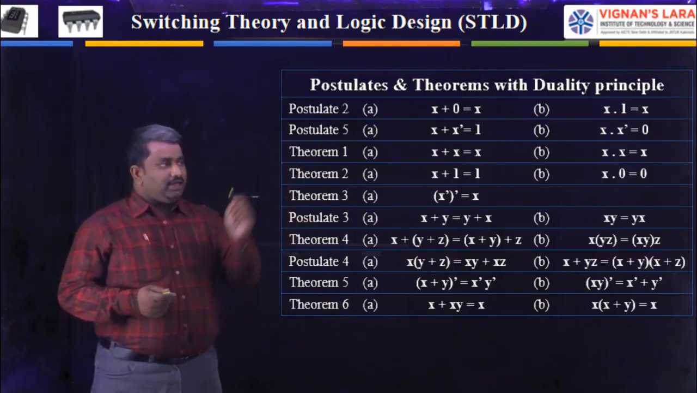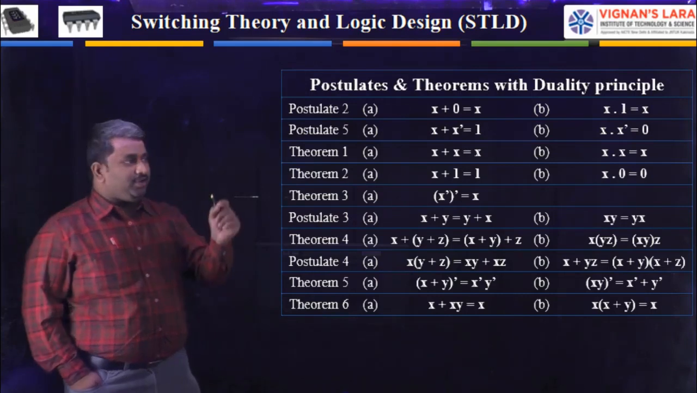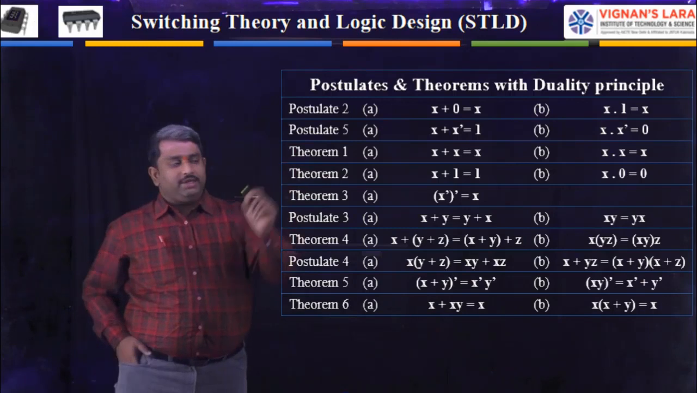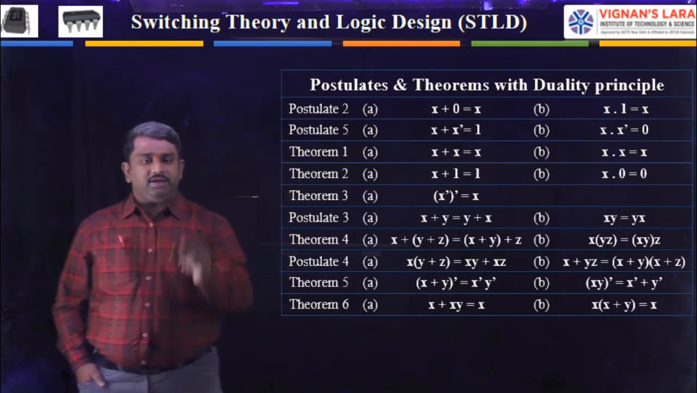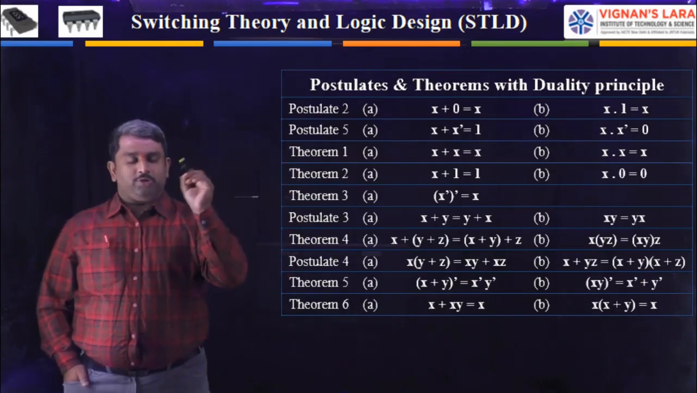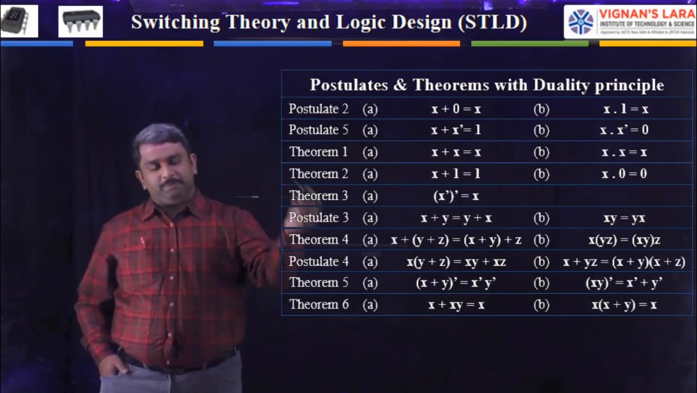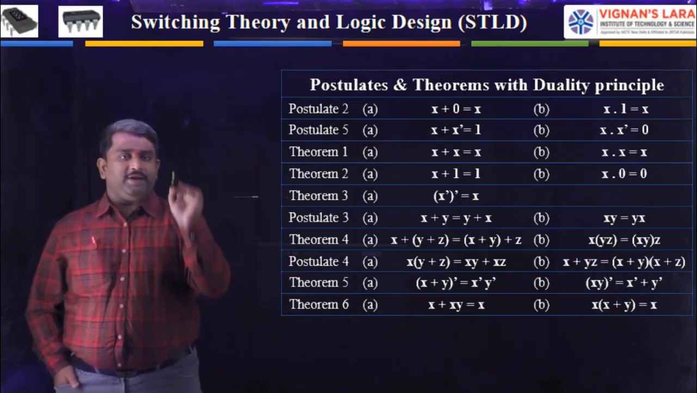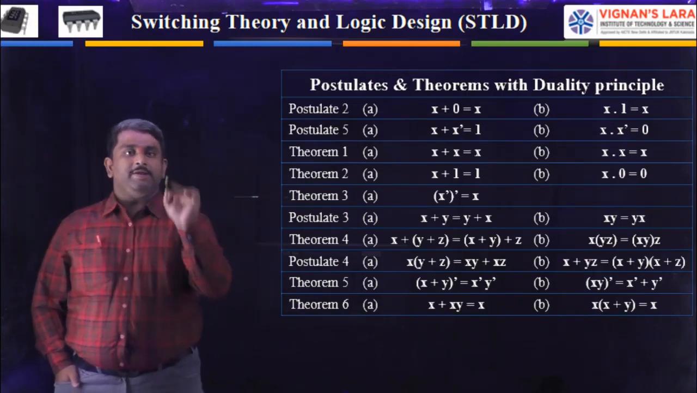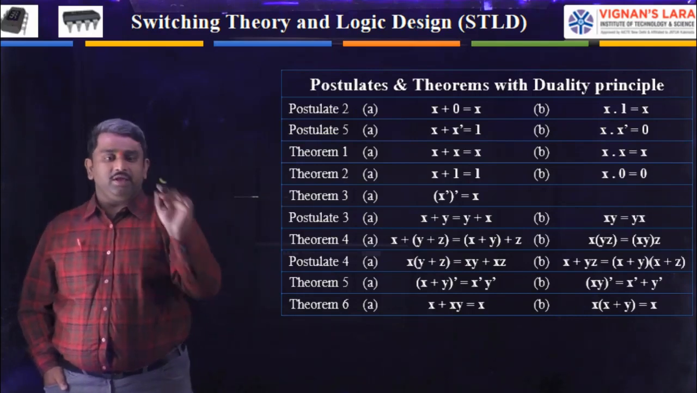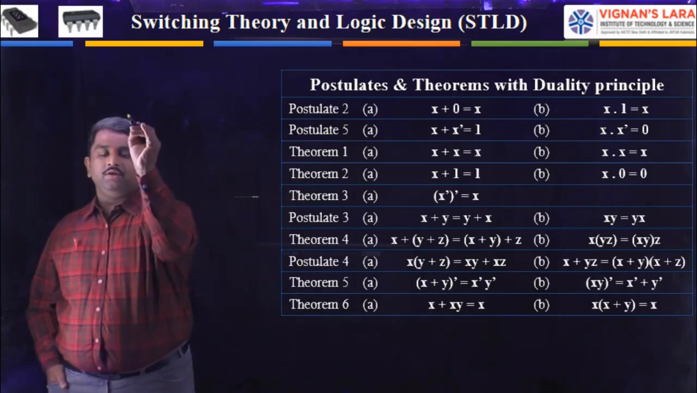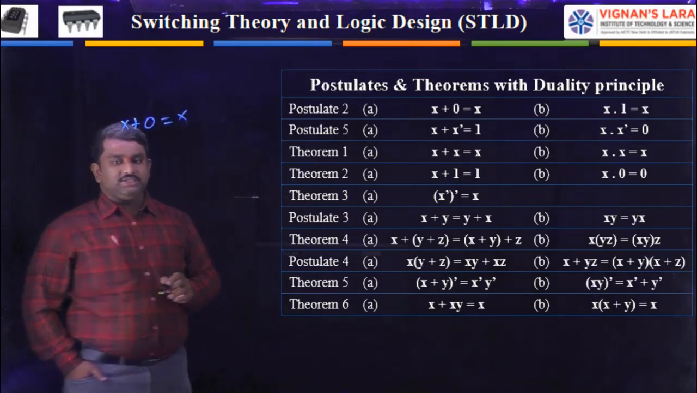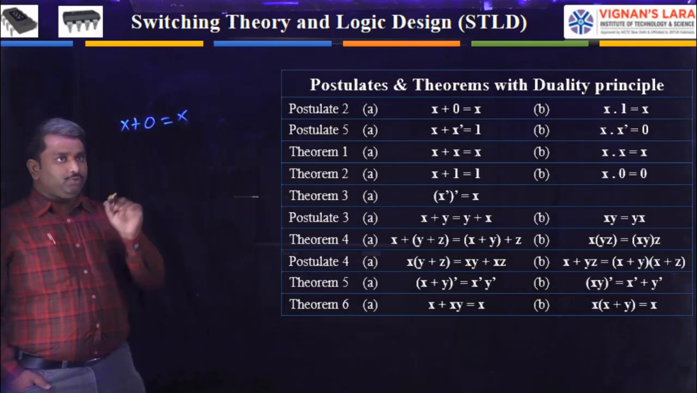Here we have a small magic between a and b. In postulates 2a and 2b, we have a small relation. See here, I said that plus changes to AND, and AND changes to plus. Next, 0 changes to 1, 1 changes to 0. But the variable x does not change here. For example, see here, coming to postulate 2a, x plus 0 is equal to x. So this is postulate 2a.